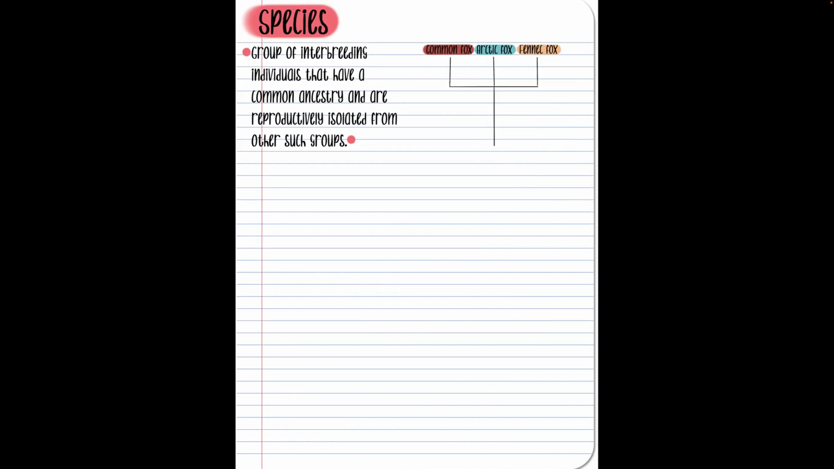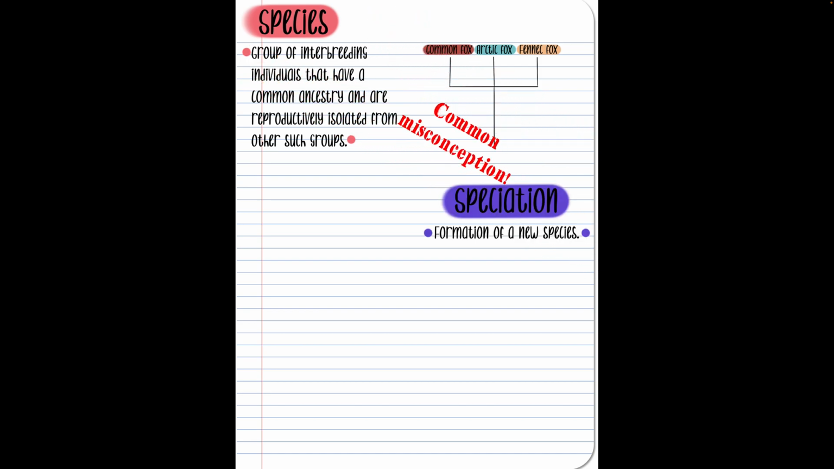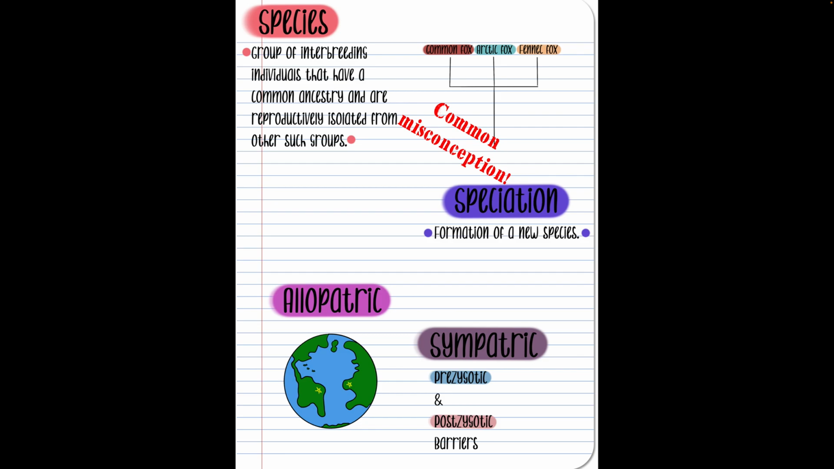Like I said, the tips of the phylogenetic trees are species, and a species is a group of interbreeding individuals that have a common ancestry and are reproductively isolated from other such groups. Many people may think that there is a clear definition between species that anyone can see, but that is a common misconception. Speciation is the formation of a new species, and there are so many different ways that a new species can branch off that it gets a little complicated trying to flesh out the differences sometimes.